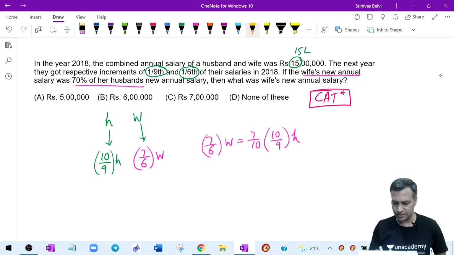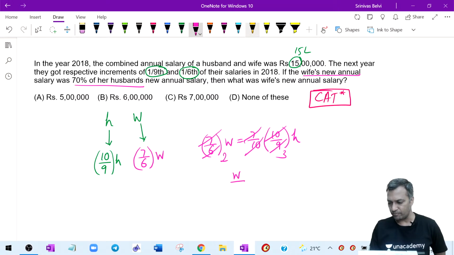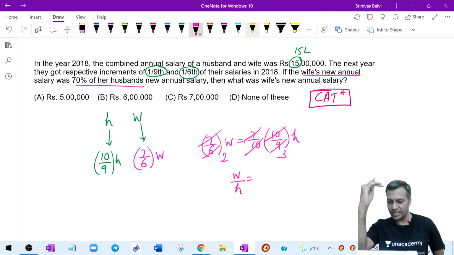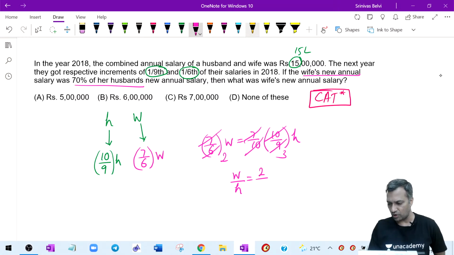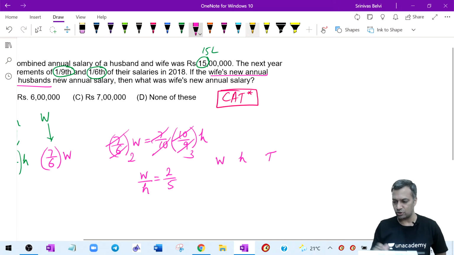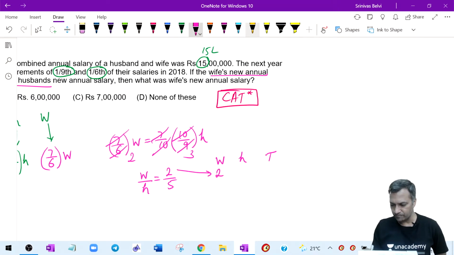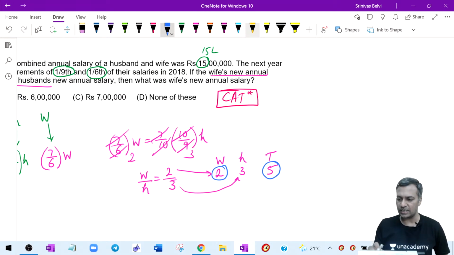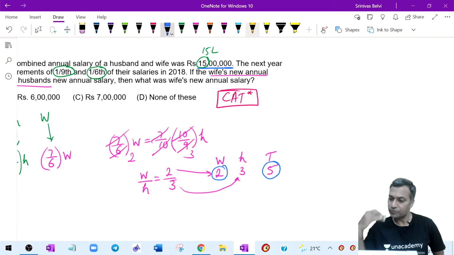Let's quickly simplify this. 7 and 7 cancel, 10 and 10 cancel. This leaves 3 times W equals 2 times H, therefore the ratio of the wife's salary to the husband's salary is 2 by 3. If the wife earns 2 rupees, the husband earns 3 rupees, together they earn 5 rupees. So the wife's share of the total is 2 divided by 5, because the total is given to me.